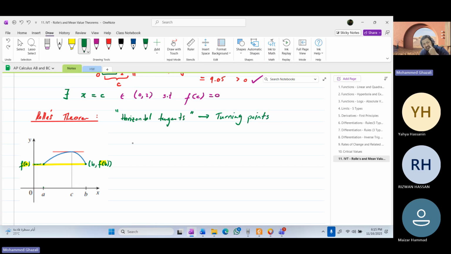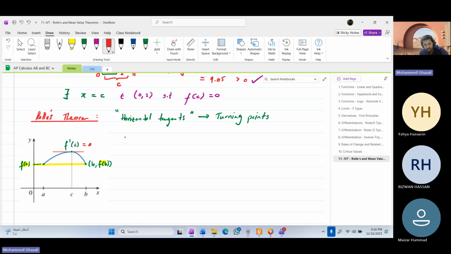Okay, so let me take that out. So what are the conditions? What does horizontal tangent mean? What Rolle's theorem says is that there's a C value in between A and B such that f prime of C is equal to 0. What's the slope at C? Doesn't horizontal tangent mean the turning point? What's the slope at the horizontal tangent here? The slope is 0. So that's what it says.